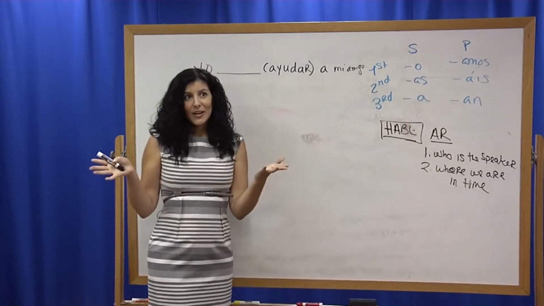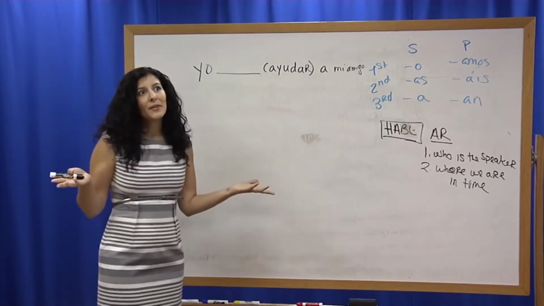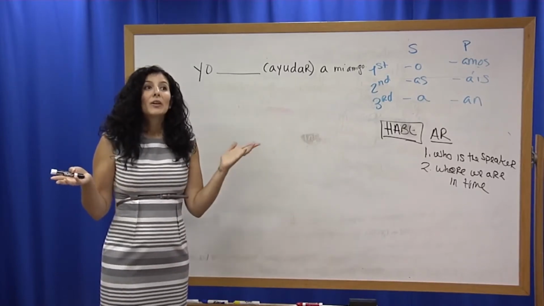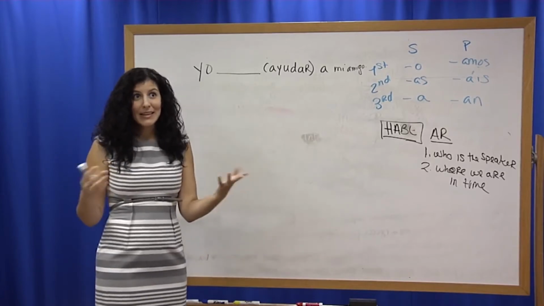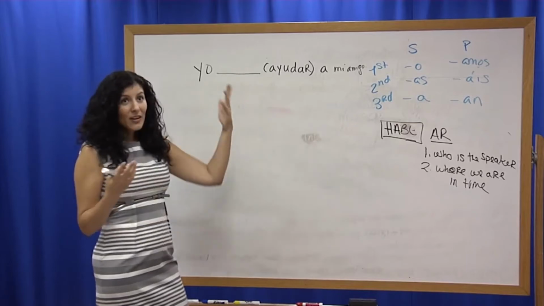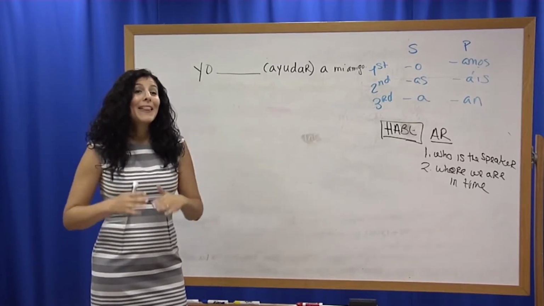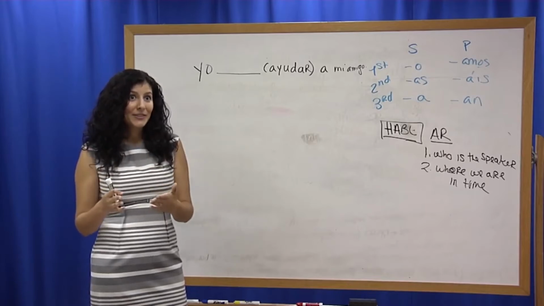Let's say that we had a scenario that we wanted to conjugate a verb, and we didn't know what that verb meant, but we wanted to figure out how to use it anyway. Let's say we were at a test. Well, we can figure out how to conjugate a verb without even knowing what it means, because it's always going to follow the exact same pattern.